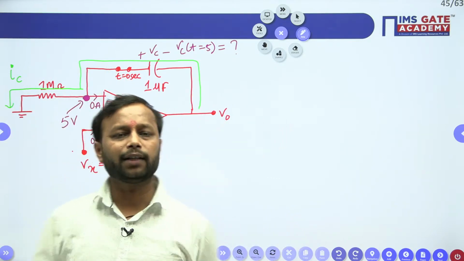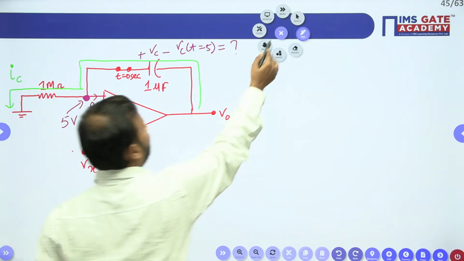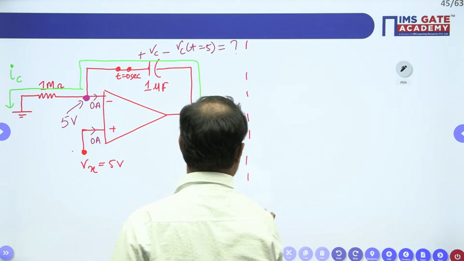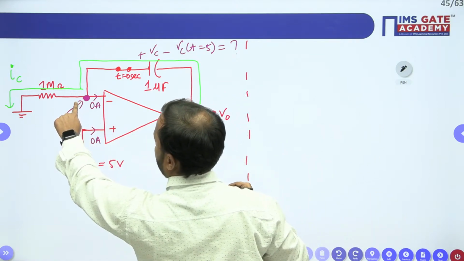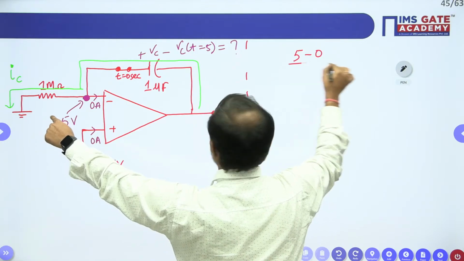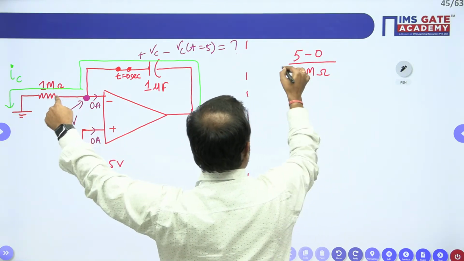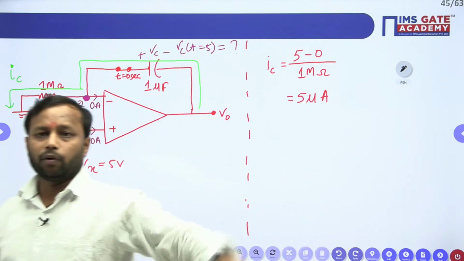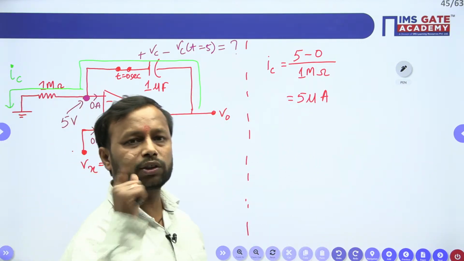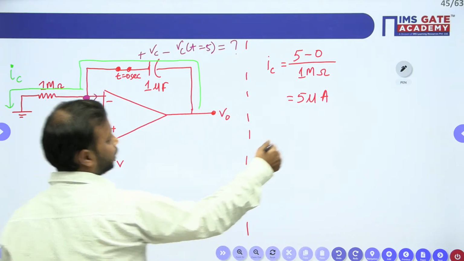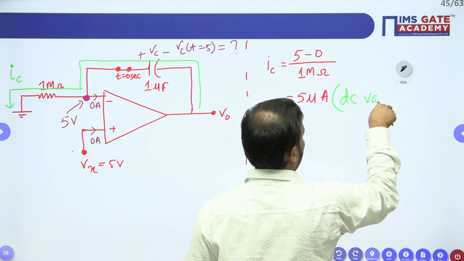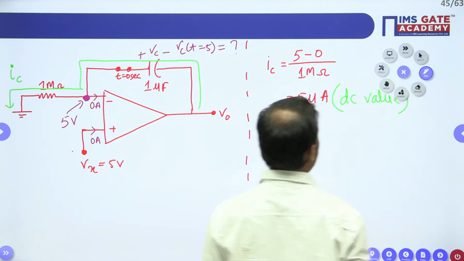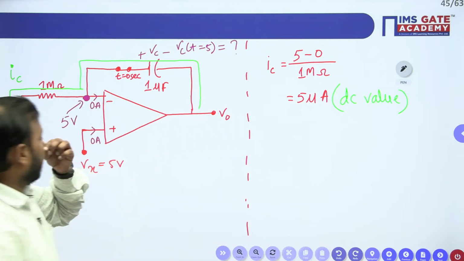So, can we find this IC value? Yes, we can find it. How? See, 5 minus 0 is the voltage, divided by the resistor, which is 1 mega ohm. This is equal to IC. So your IC is 5 microampere. Now, this 5 microampere is constant. This is a DC value. All right. Now, let us find the capacitor voltage.